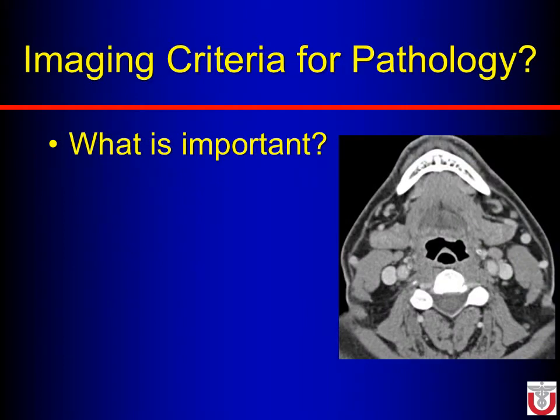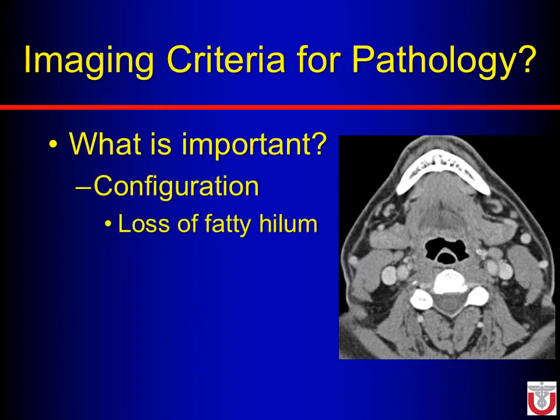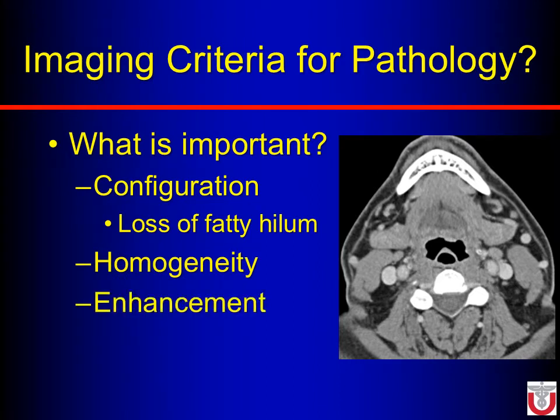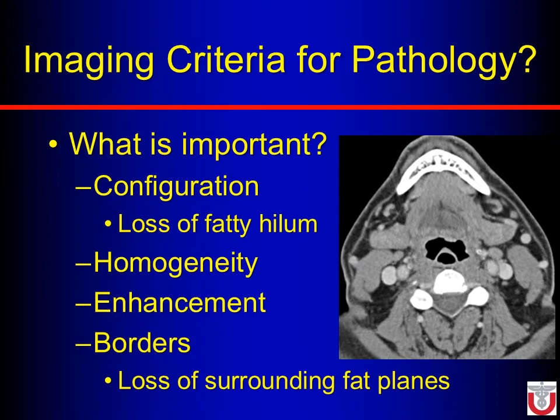Now, there have been several publications that describe maximal length or minimal diameter of lymph nodes. It turns out that the length and the size is not always that important, especially when they're small. So what is important with these lymph nodes? Well, the configuration is important. We like it to be a nice kidney bean shape and have a nice fatty hilum like this lymph node here. We like it to be homogeneous. We like it to enhance to the same degree throughout itself, as well as the similar lymph nodes in the cervical soft tissues. And we look for its borders, things like loss of the surrounding fat planes, which is characteristic of extracapsular spread, which is very important for cervical lymphadenopathy.